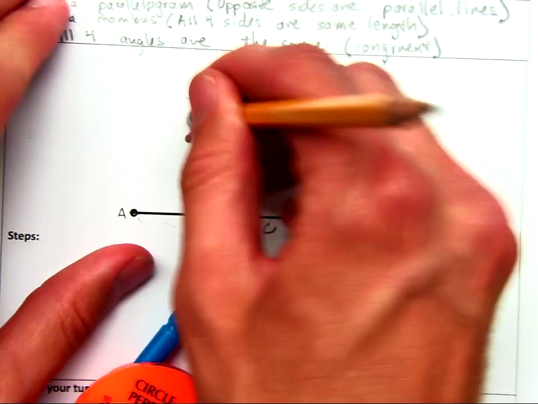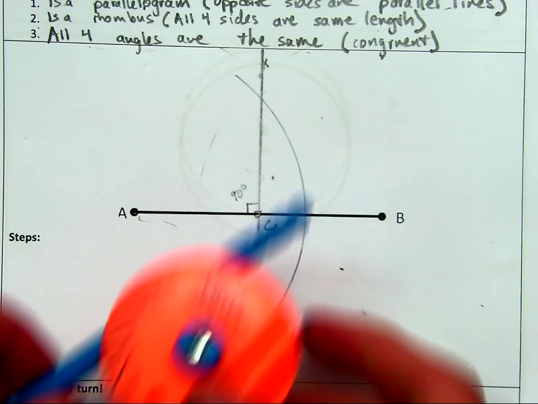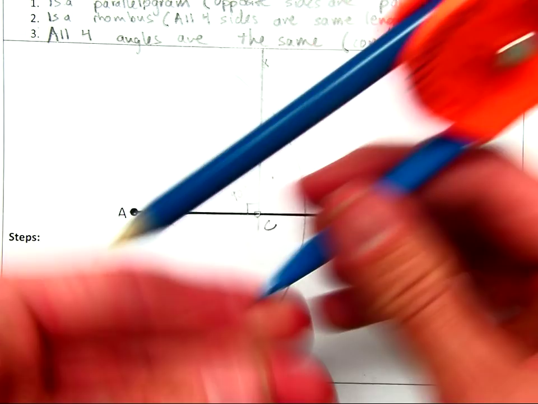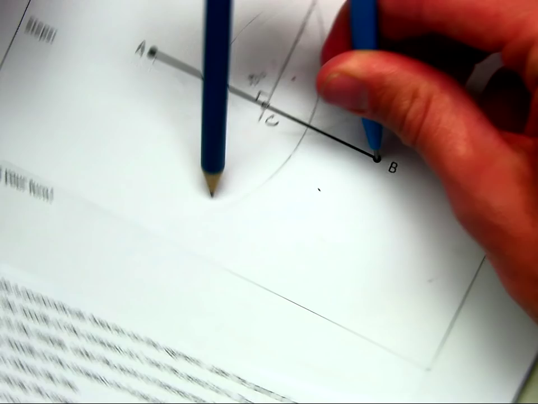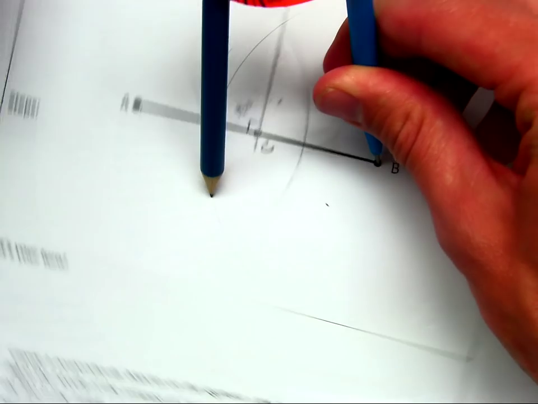Okay, once you do that, don't let the compass slip. Keep it the same width. And put the needle at B. Kind of do the same thing, draw an arc.